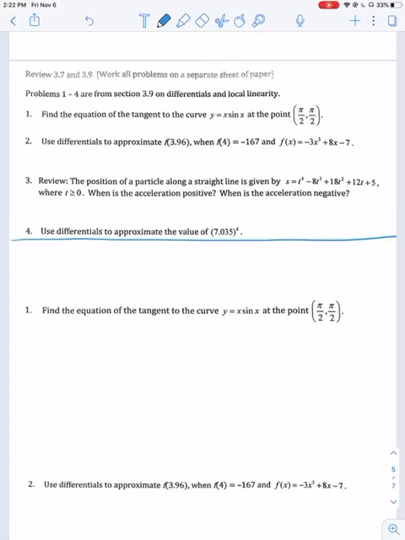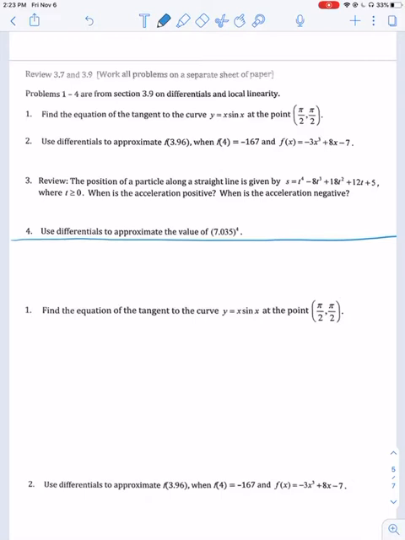Hey everyone, so I'm going to do a quick walkthrough of problems 1 through 4 on the little review handout. And in a separate video, I will do some of the other problems, 5 through whatever. So here I have questions 1 through 4.